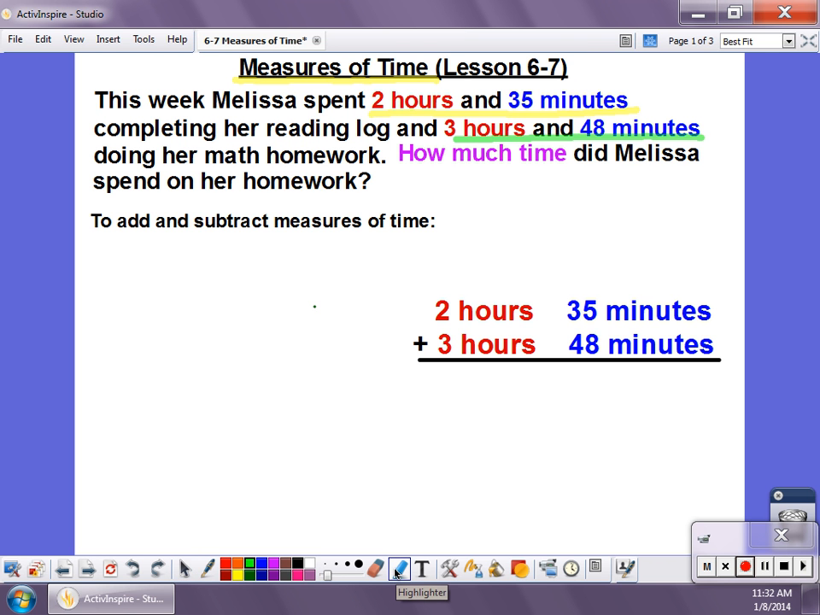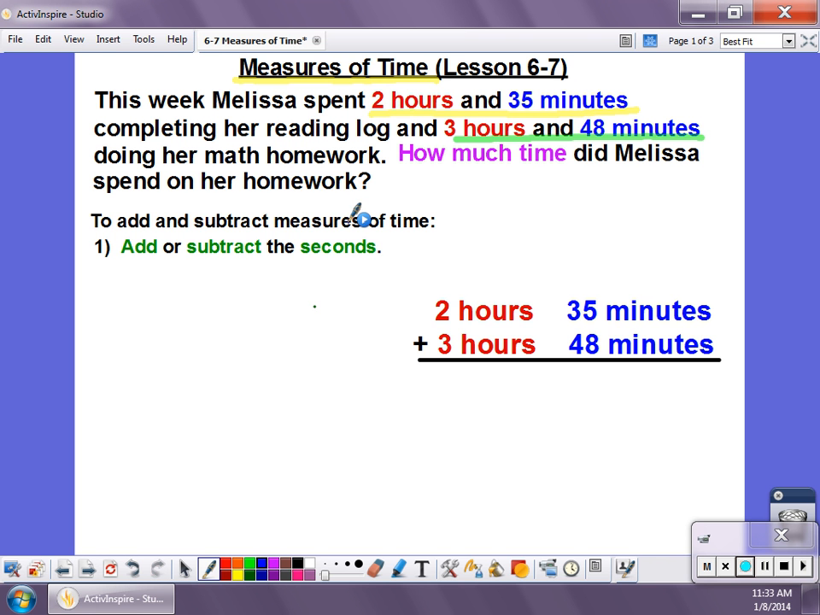Now when it comes to adding and subtracting measures of time, you have to line up the amounts of time that are the same units. Okay? You can only combine minutes with minutes, seconds with seconds, and hours with hours. So when we rewrite this problem, you want to write it in a way that lines up your units. Then we're going to work this problem like any other addition and subtraction problem. We're going to work from the right side, the small units, to the larger units.